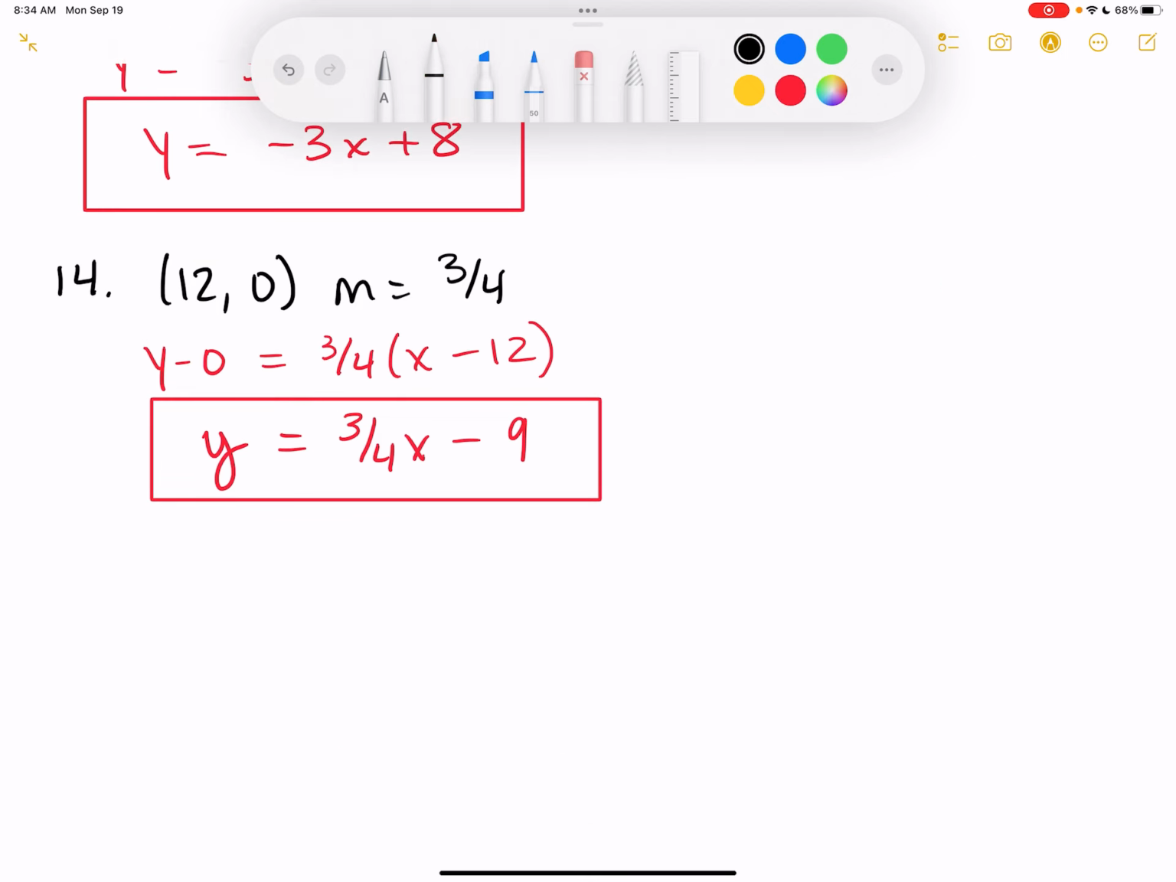So we'll do one of each of those. So number 22, we've got the point 2,8, and it says parallel to.